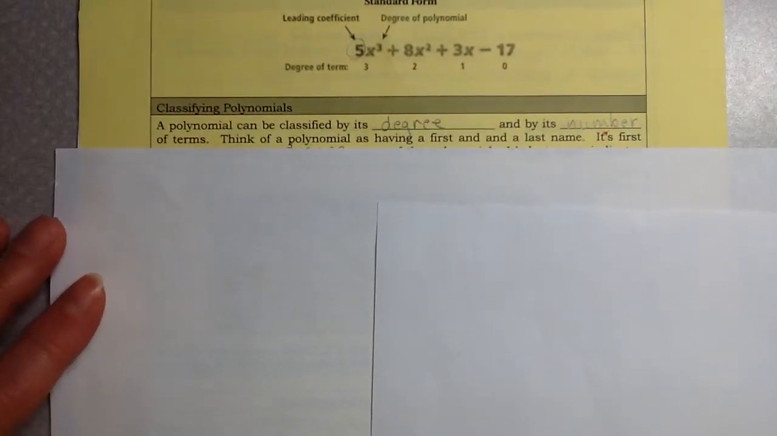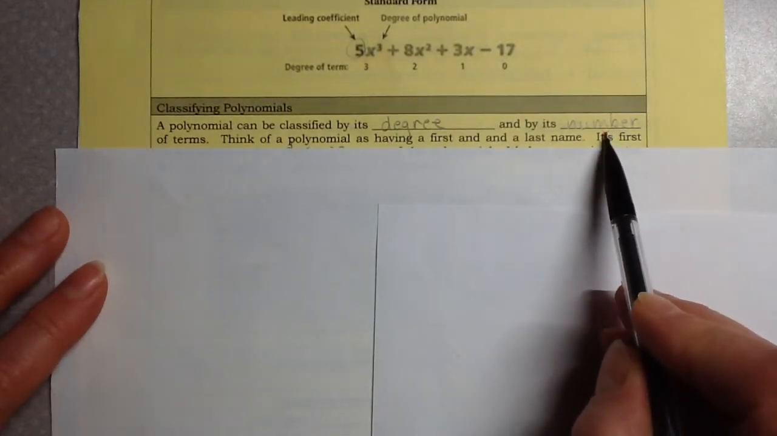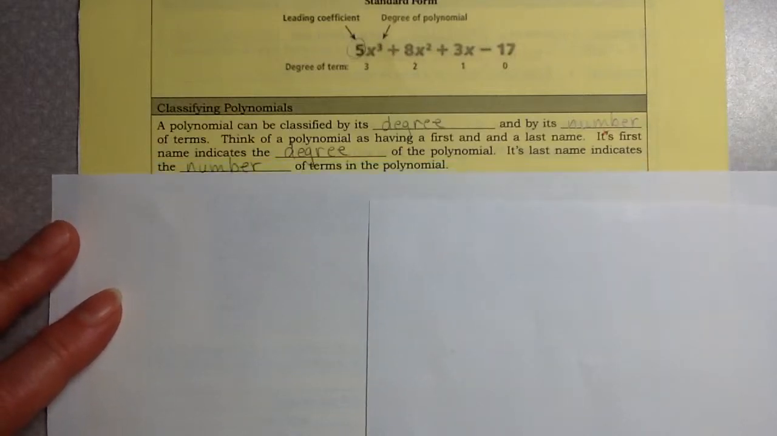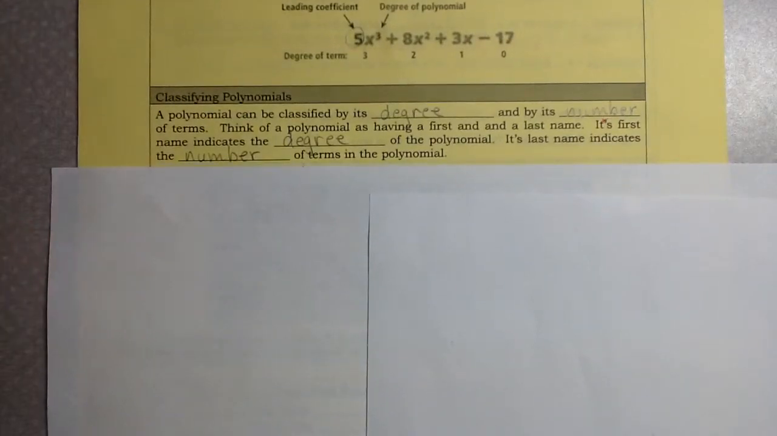So kind of think of it as having a first and last name, and you can take off that apostrophe there. Its first name indicates the degree of the polynomial, and its last name indicates the number of terms of a polynomial. So if I told you that you had a cubic binomial, then you should know that it has a degree of 3 and there are 2 terms.